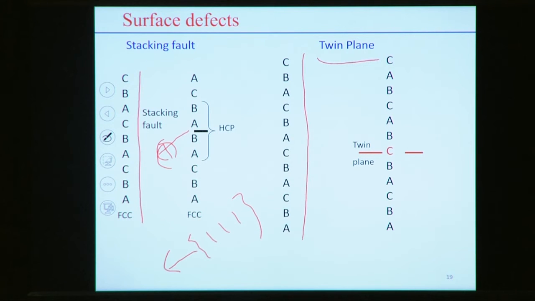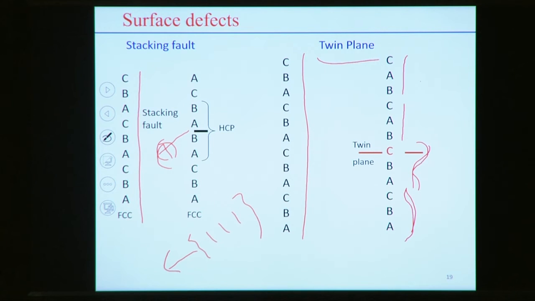Now if after deformation the sequence of the stacking is like CAB, CAB, but at the same time the other is CBA and CBA. So this and this, with respect to that plane, actually create the twin plane according to the sequence of the atoms, and this actually happens in most cases during plastic deformation.